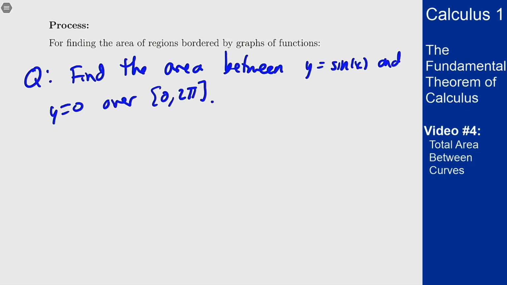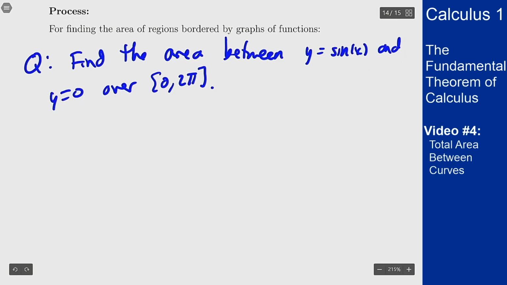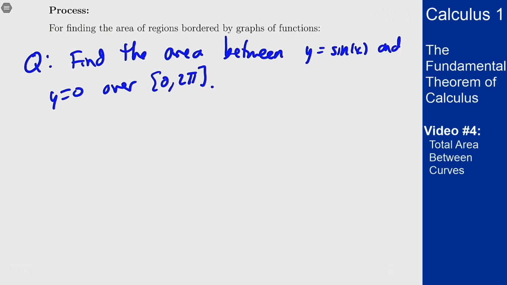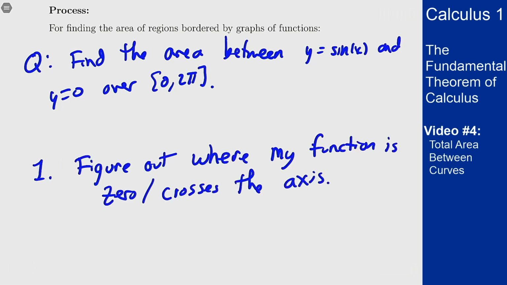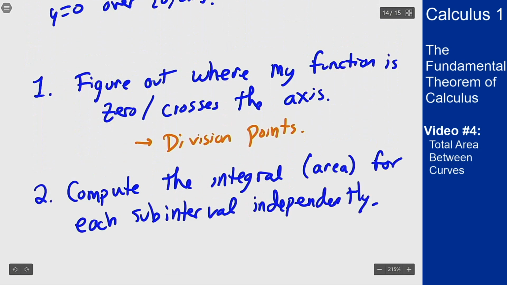So how do I analyze this in general? Well, first I have to figure out where my function is 0 and where it crosses the axis. These are going to be my division points for computing different integrals to find these areas. So after you split the interval using these division points, you're going to compute the integral for each sub-area independently. And it's likely that some of these will be positive and some will be negative. Because they are integrals, they're not areas yet.